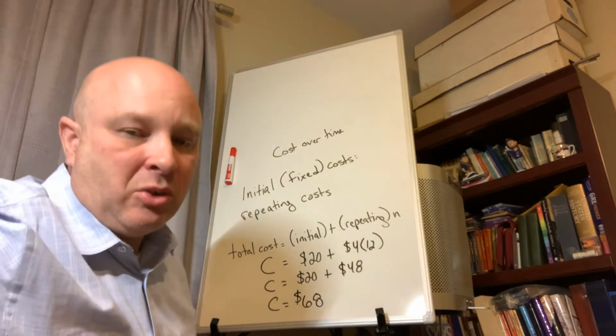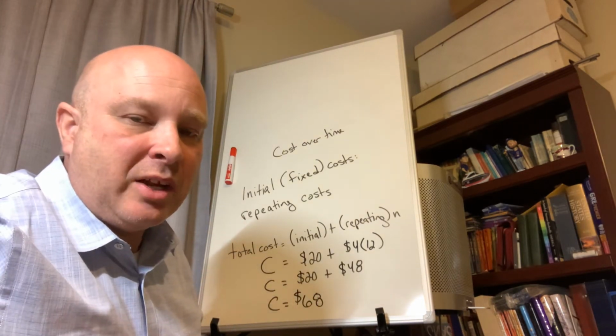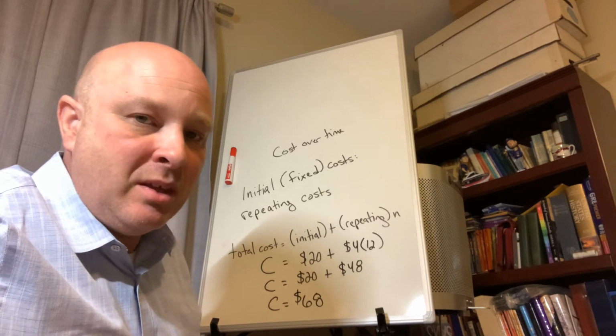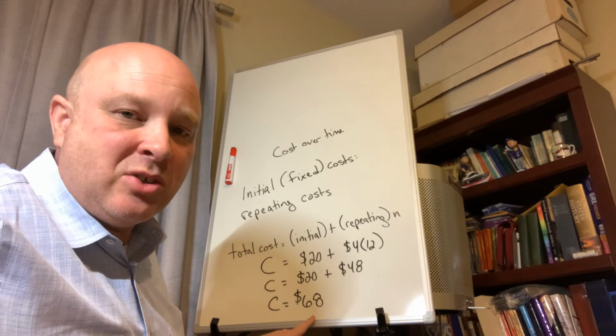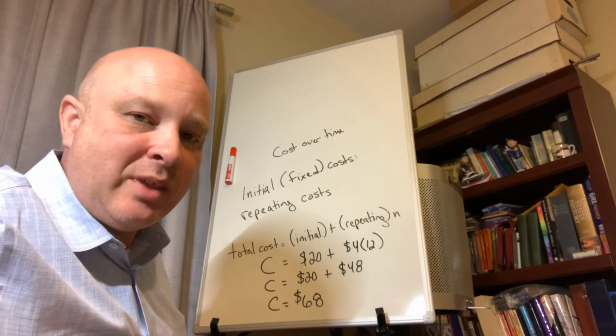Okay, if you can do some quick mental math, you notice that it costs less per month to have it for a whole year compared to just having it for 6 months. And why is that?